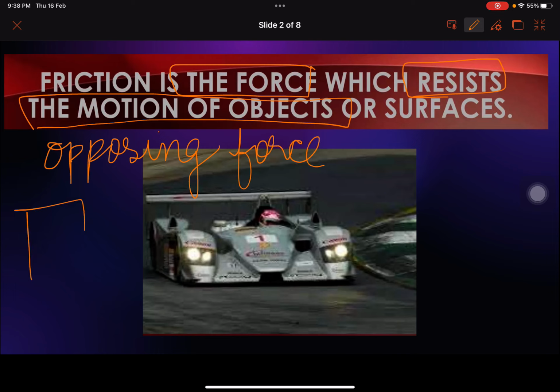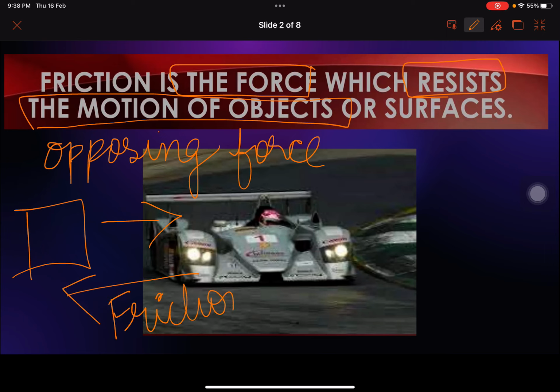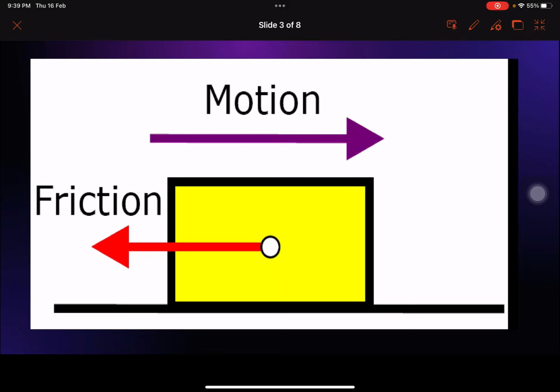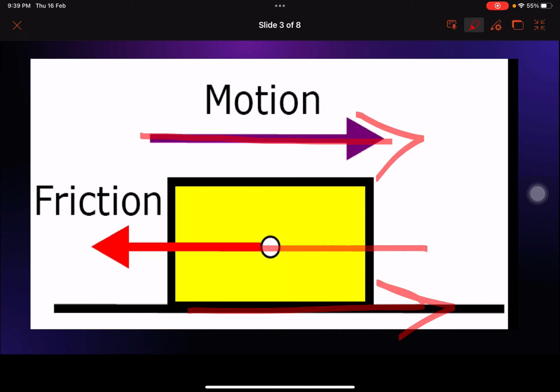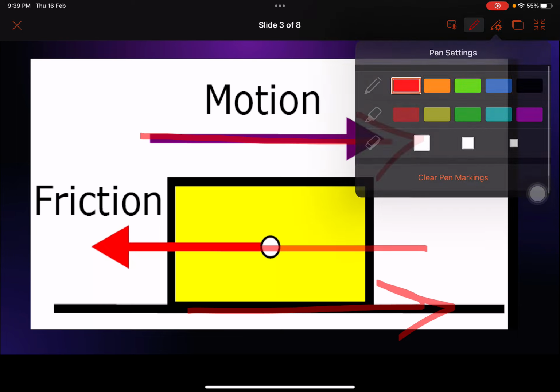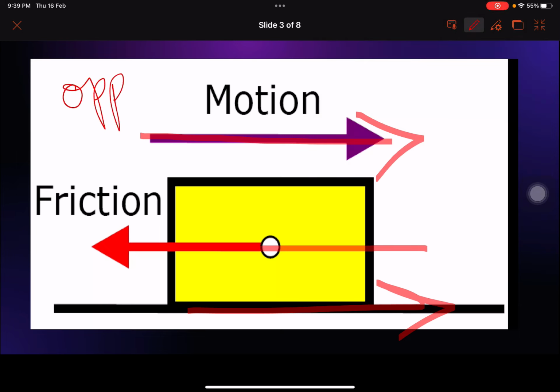For example, an object is moving in this direction. The force of friction will be acting in the opposite direction. The force of friction always opposes the applied force. Let's go to the next slide. You see in this image, the object moves this side, but the friction is acting on this side. As I told you, friction is nothing but an opposing force.